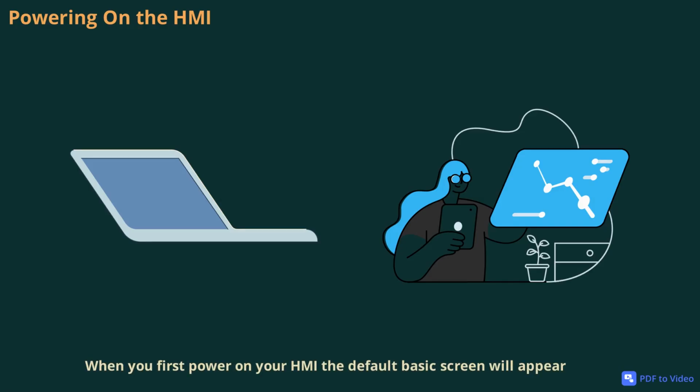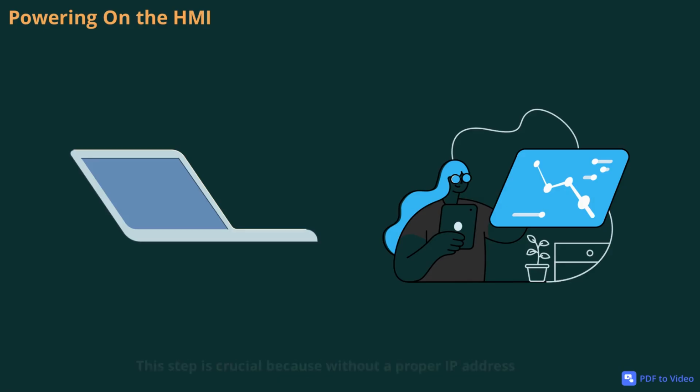When you first power on your HMI, the default basic screen will appear, signaling that the device is ready for configuration. Before any communication can take place, it's essential to assign an IP address to the HMI. This step is crucial because without a proper IP address, the HMI cannot connect or communicate with other devices on the network. Think of the IP address as the HMI's unique identifier, allowing it to send and receive information.